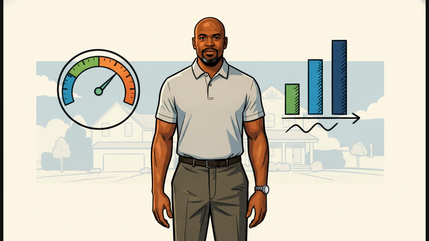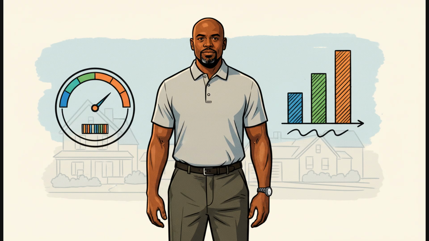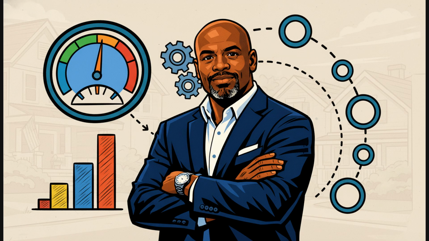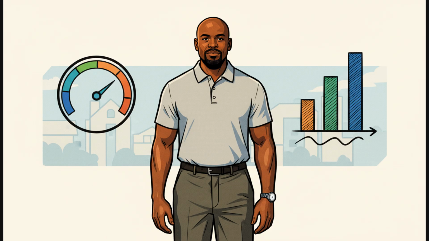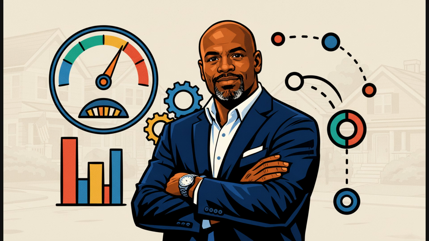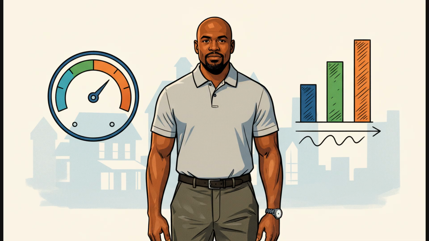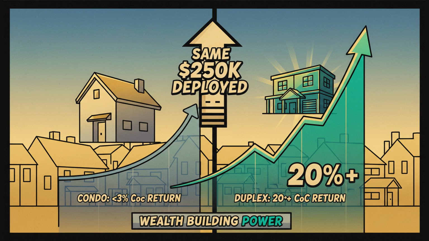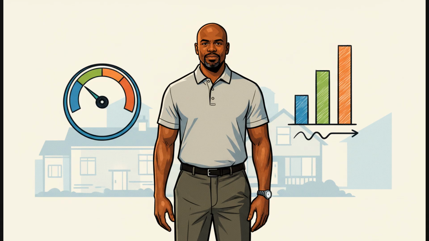I asked her to look at a duplex 30 minutes away, $160,000 per unit, $32,000 down per side, $64,000 total. Each side rented for 80% of the Austin condo. Combined cash flow of $1,100 per month. Her cash on cash return was over 20%. Diane bought the duplex. Her equity buildup is accelerating. Her cash flow covers the mortgages and then some. She's refinancing the appreciation out now. She's building wealth at a rate the condo never could have matched. Same money, completely different outcome. All because she understood what cash on cash return was actually measuring.